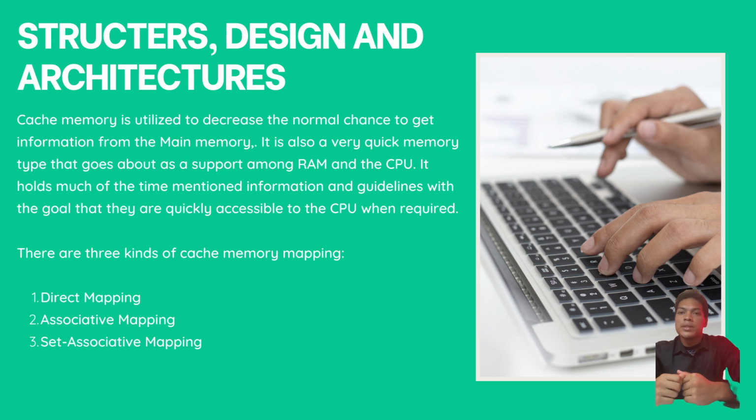This memory is used to reduce the average time to get data from the main memory. It is also a very quick memory type that acts as a buffer between RAM and the CPU. It holds frequently requested data and instructions so that they are immediately available to the CPU when needed. There are three types of cache memory mapping. First, direct mapping. Second, associative mapping. And the last one is set associative mapping.